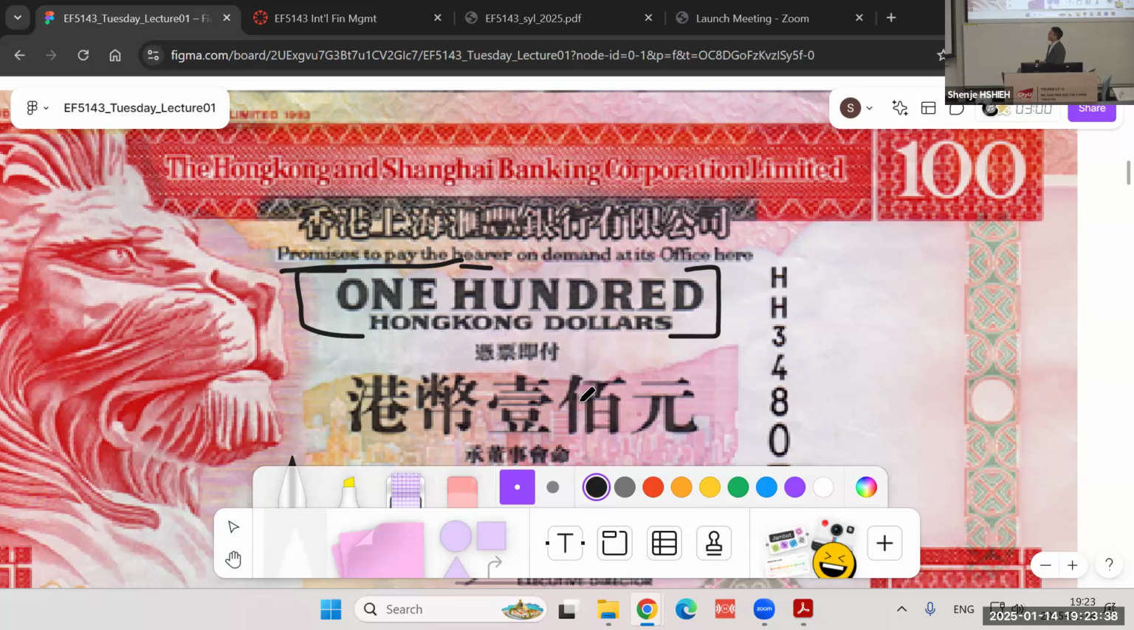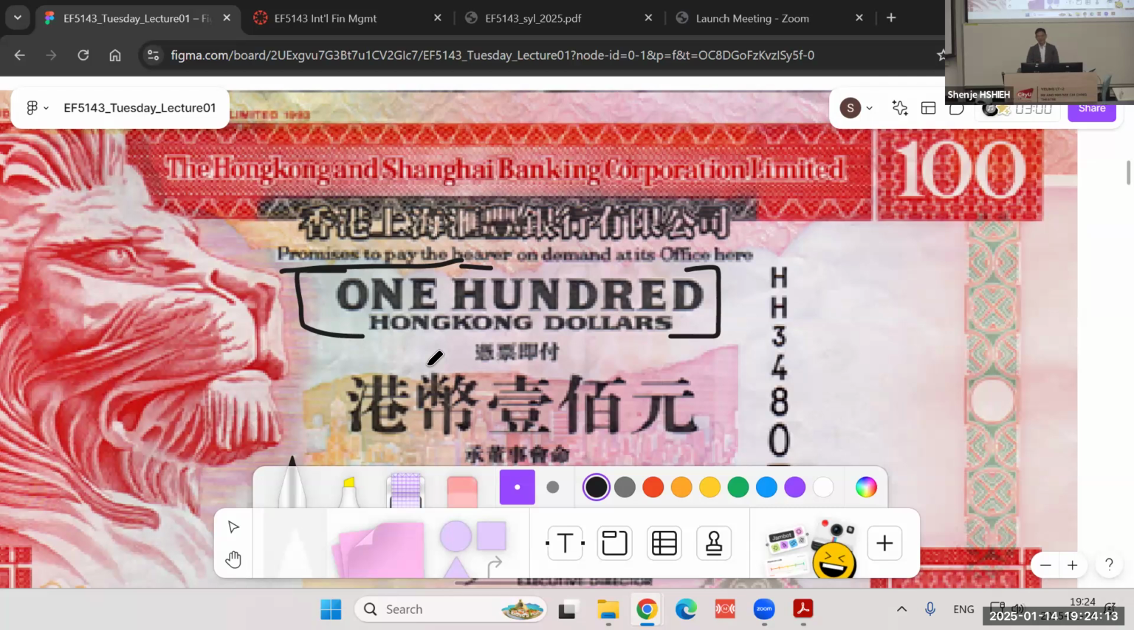So the obvious answer is that I don't actually have the Hong Kong dollars. I have a promise that I get it if I present it to the offices of HSBC, right? And so based on this characterization, what kind of contract does this look like that you've seen before in your corporate finance class? So it's a promise to give you something, and you're holding on to that promise. So what is it? It's something you've seen before. It's a debt contract, right?